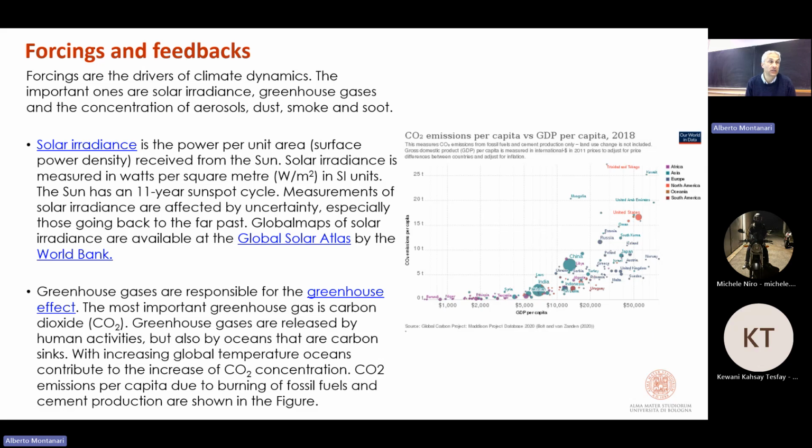And this graph is a very clear demonstration that CO2 emissions are related to the gross domestic product, which means that decreasing CO2 emissions without decreasing the gross domestic product is really a challenge. So the increase of CO2 emissions was motivated by the increase of the gross domestic product.